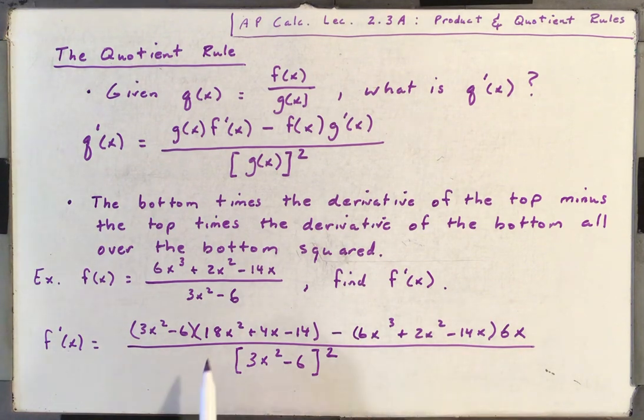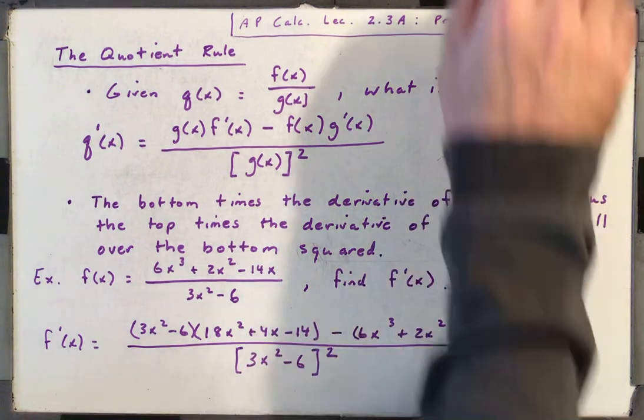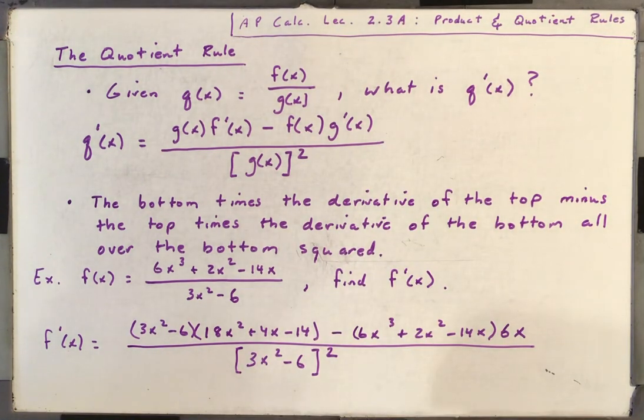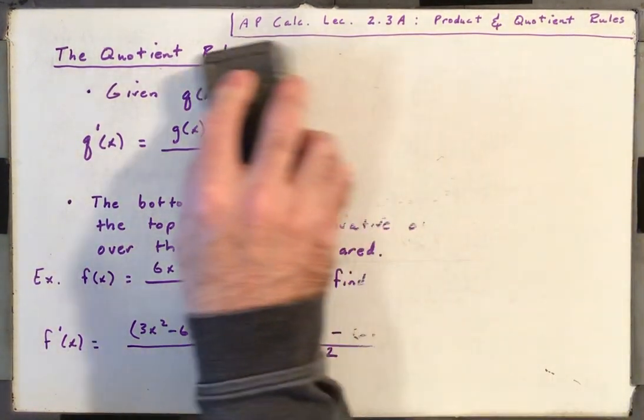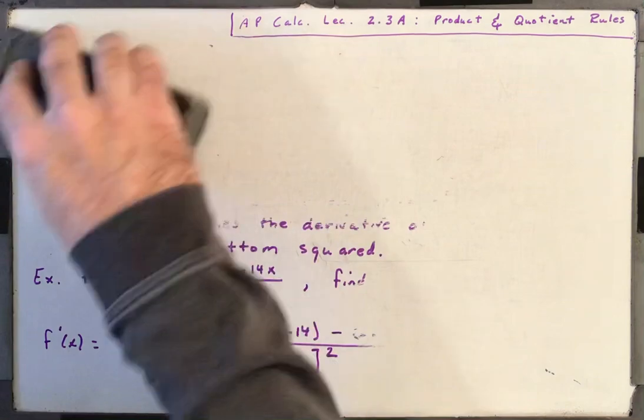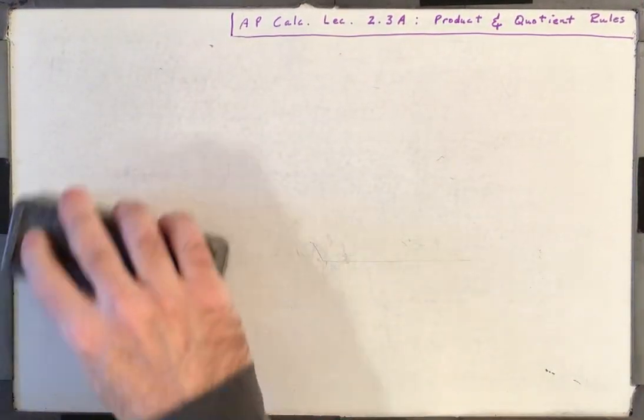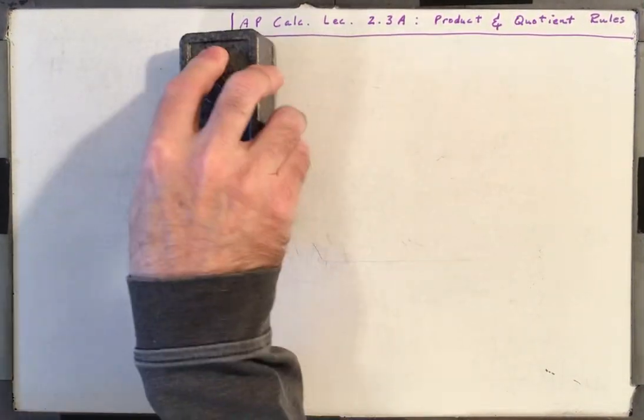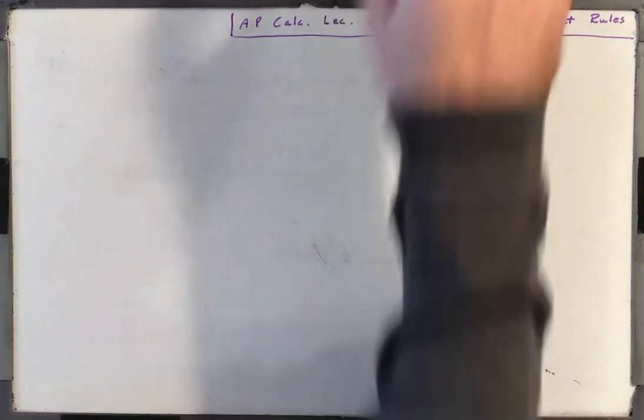All right, now, goodness gracious, don't try to multiply that out and simplify it. Just leave it like that. If you have to plug in a number, we'll just plug it in right there. Okay? All right, let's do one last example, and then we'll be done. Still on the quotient rule.